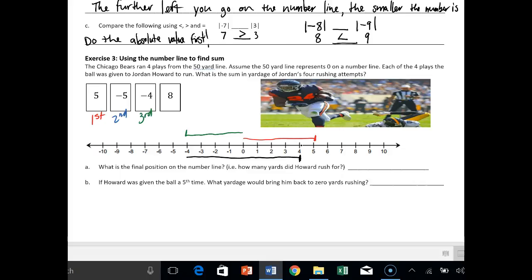So adding all those plays together, sorry, this blue one for some reason did not show up. Adding all those plays together, the first, the second, the third, and the fourth, where he ends up is how much yardage he totally gains. So he gains 4 yards, right? So if he ran a 5th time, what yardage would bring him back to 0? So again, how would I get back to 0 if I rushed for a 5th time? And obviously that's negative 4, right? Because if I move backward to the left 4 times, I'll get to 0. That's the end of part 1.